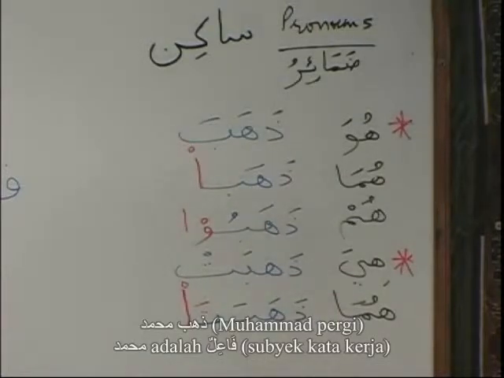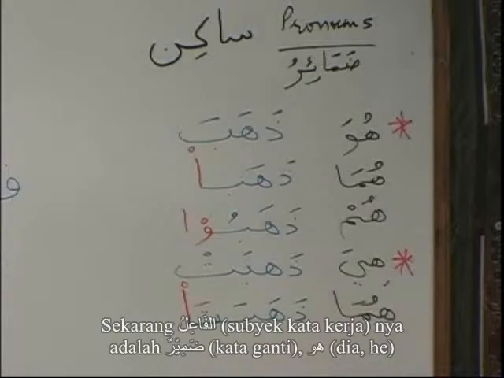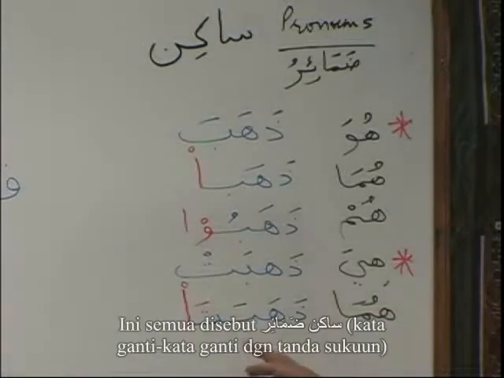Because zahaba Muhammadun. So Muhammadun is the fa'il. Aina Muhammadun, then you will say zahaba. Now the fa'il is damir, huwa. Okay, fine. Now these are called sakin damair. And they are sakin pronouns.